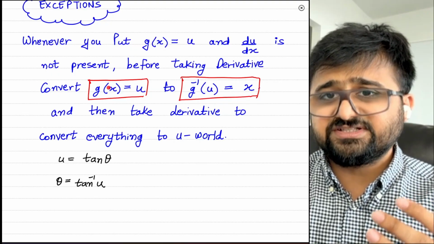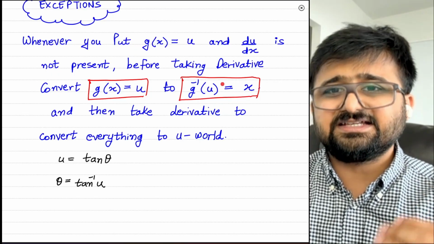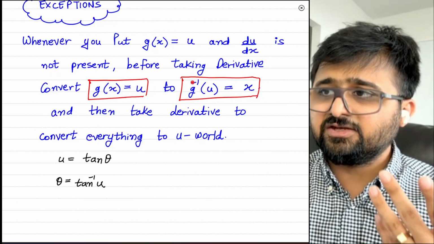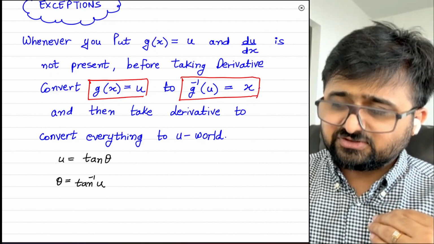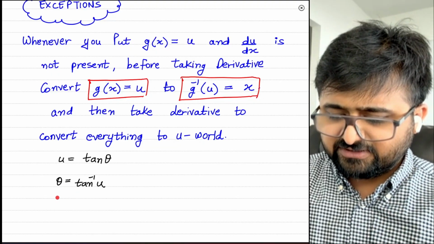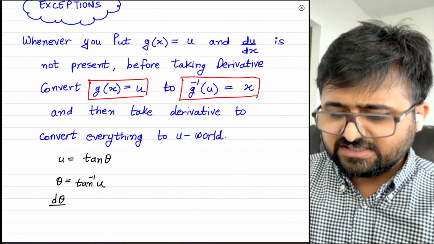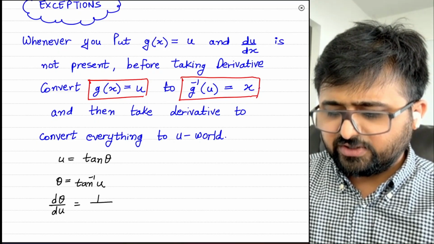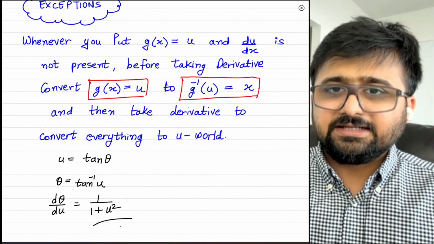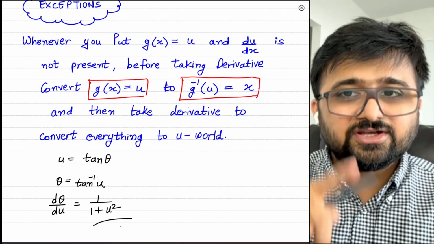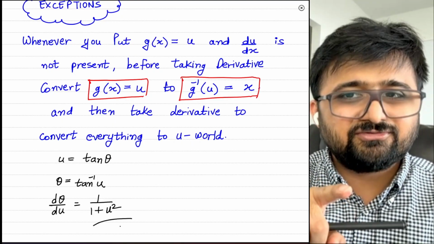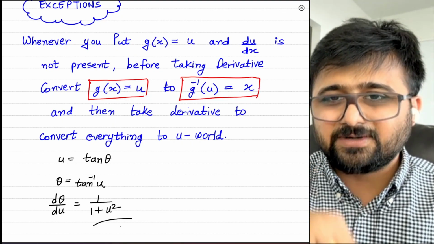Convert it from u is equal to function of x to x is equal to function of u form by taking an inverse of that function, and then proceed to take the derivative. So now you can take the derivative with respect to u and say d theta by du is equal to 1 upon 1 plus u square. The best example of this method is the Weierstrass substitution. In order to learn more about Weierstrass substitution, you can check the link on the top attached right now.